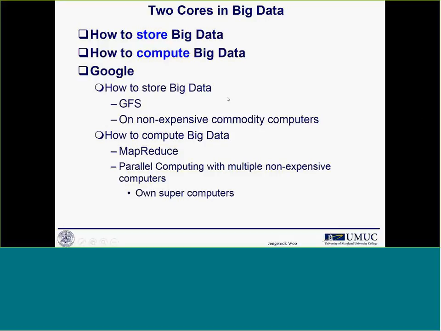So around 2004, Google published a paper to show their technology to store this massive data set using GFS, that is Google File System, using inexpensive commodity computers, the servers that we used to use. And also, almost at the same time, they published another paper to show that they compute this massive data set using the Google MapReduce approach.